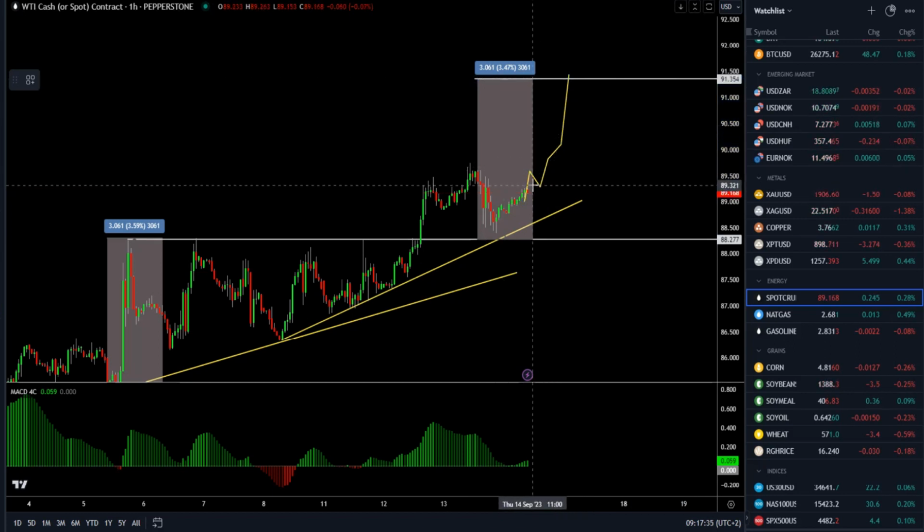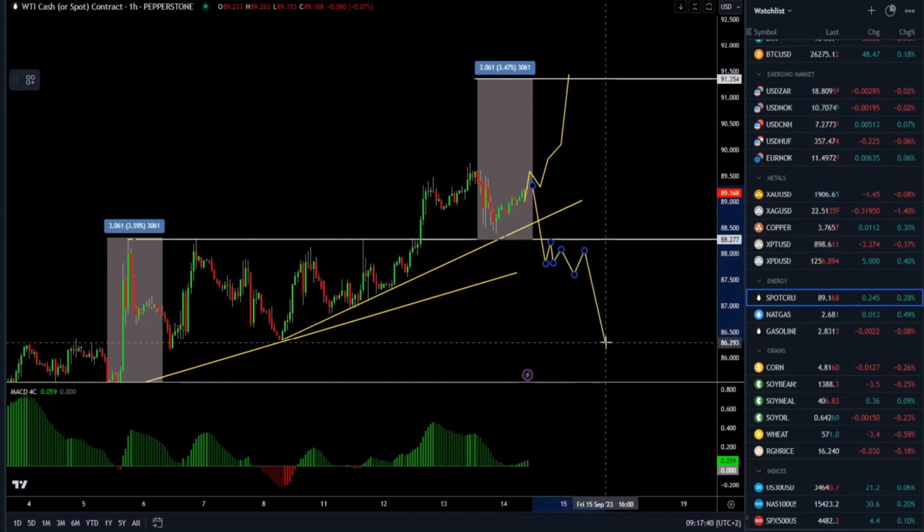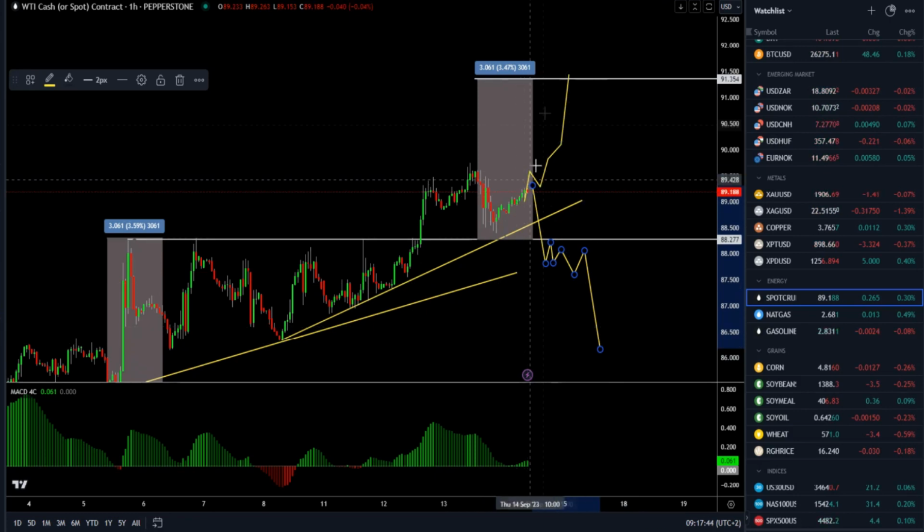The alternative scenario will be if the market really can break this to the downside and hold below, then that could be a chance for the 86.30 or even the 86 mark to be on the test. So this is an alternative scenario. This is the most likely scenario.